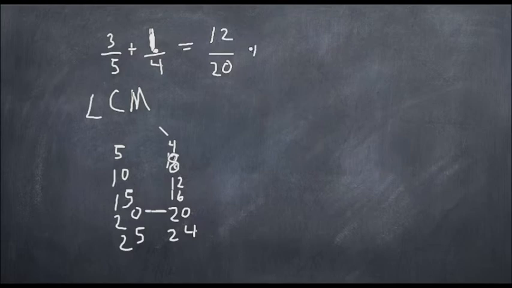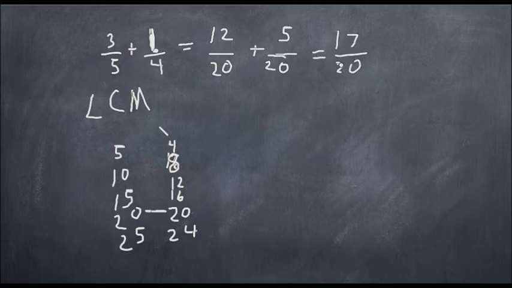And then with a quarter, you think, what times 4 gets to 20? Well, that's 5. So you've got 20 on the bottom, and you times the top by 5: 1 times 5 is 5. Now, guess what? You've got the same denominator. So you keep the denominator, and voila, there's your answer.